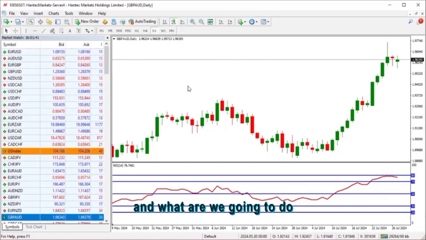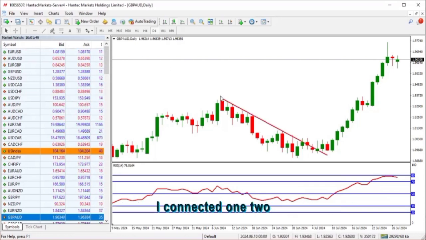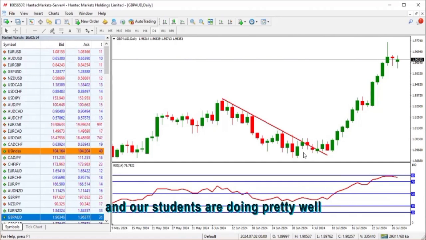And what are we going to do? We need to look for our entry by using a trend line. I connected 1, 2, and 3, the lower highs, and then go to the smaller time frame and wait for my entry. And that is it. This strategy is highly reliable. If you follow this strategy, your trading history will change. These are the things that we teach in our academy, and our students are doing pretty well.